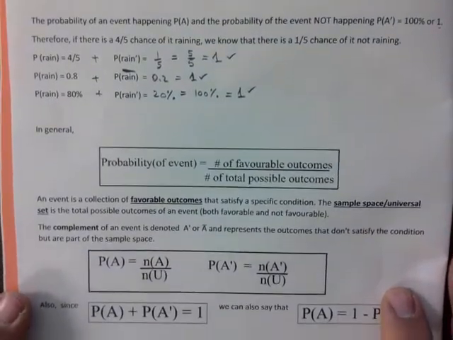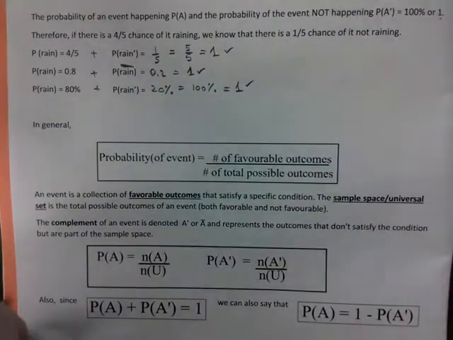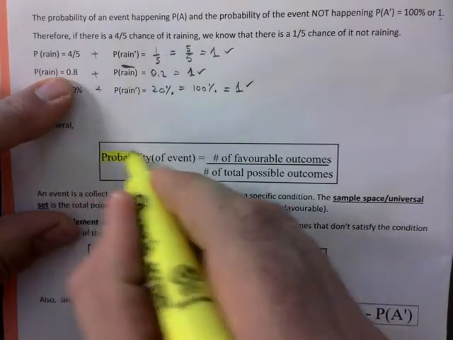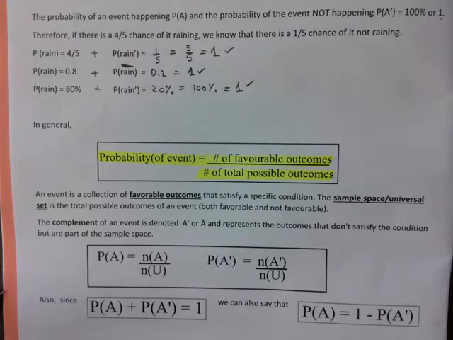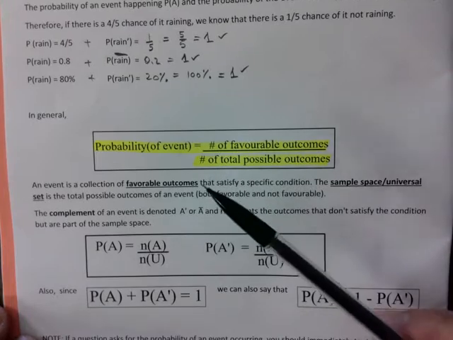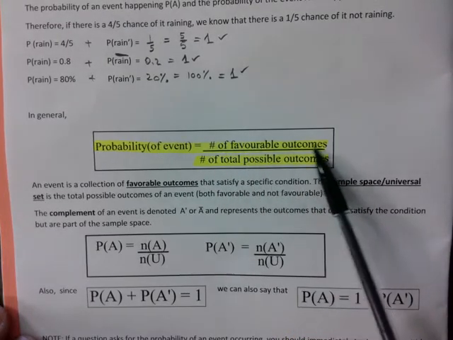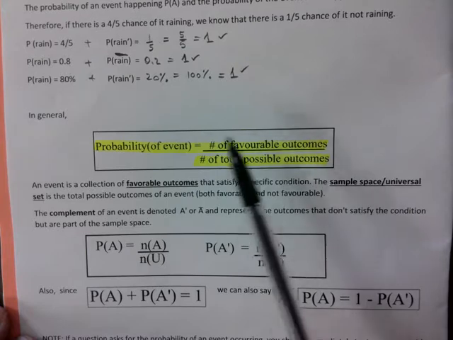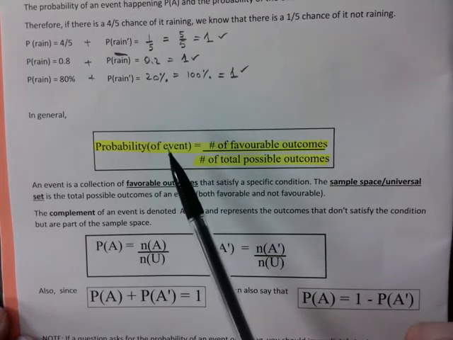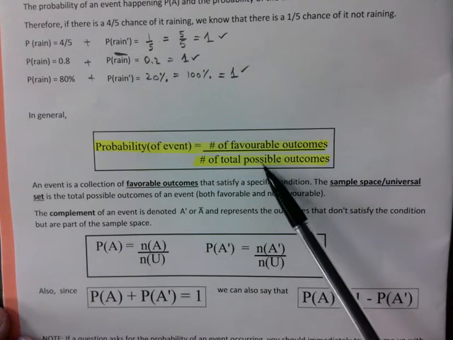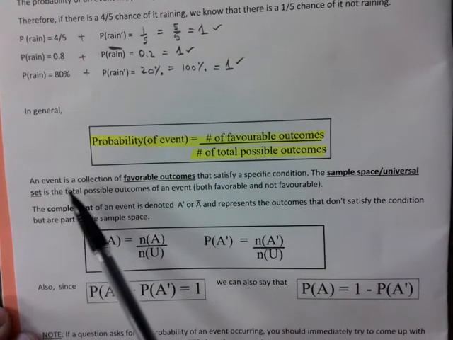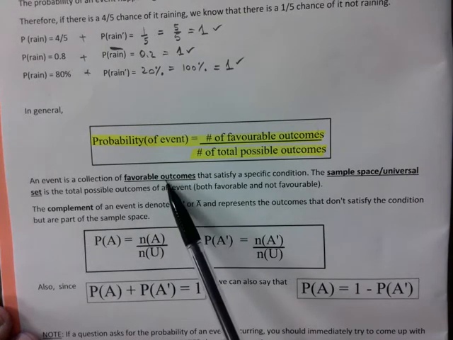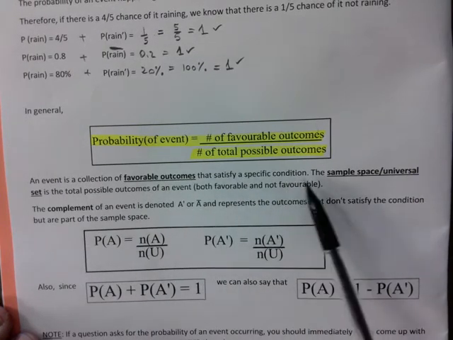In general, the probability of an event happening is we use this very simple formula that you've used many times, and I hope in elementary you did probabilities already there, right? Is number of favorable outcomes. So what are the outcomes of this happening? Like hearts. How many hearts are there? 13, right? Total possible would be 52, right? So it's very basic. An event is a collection of favorable outcomes that satisfy a specific condition.